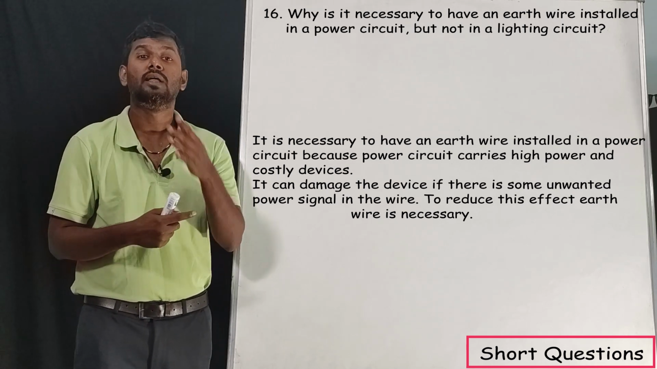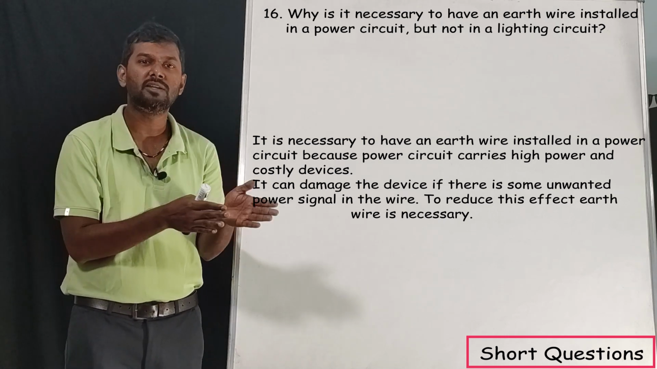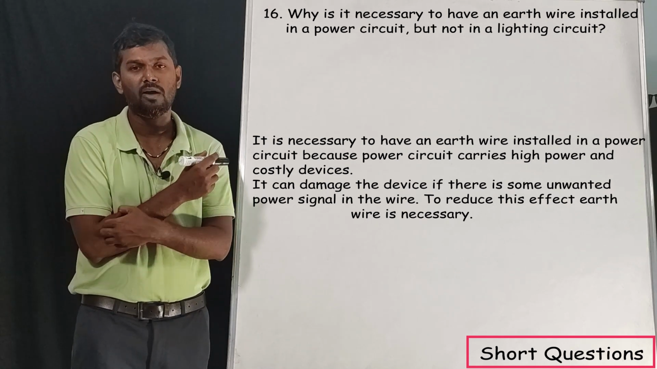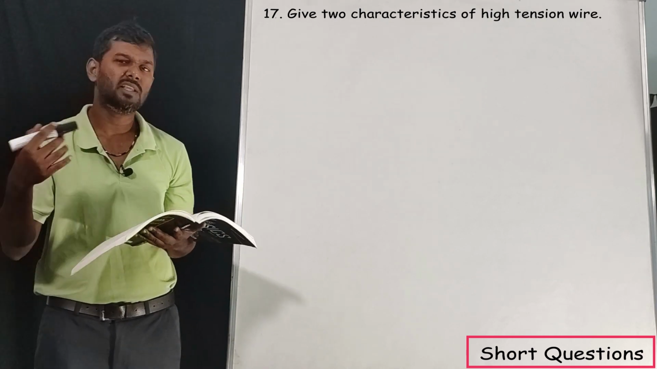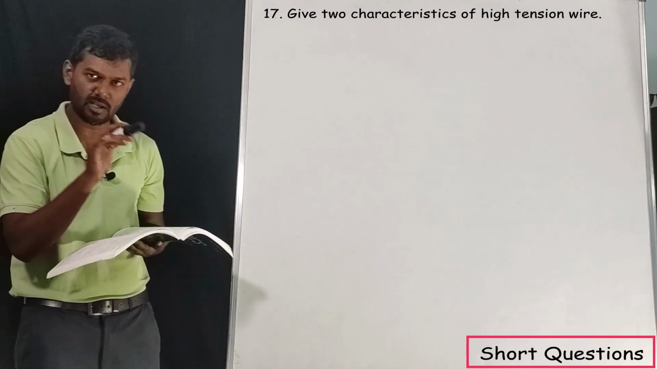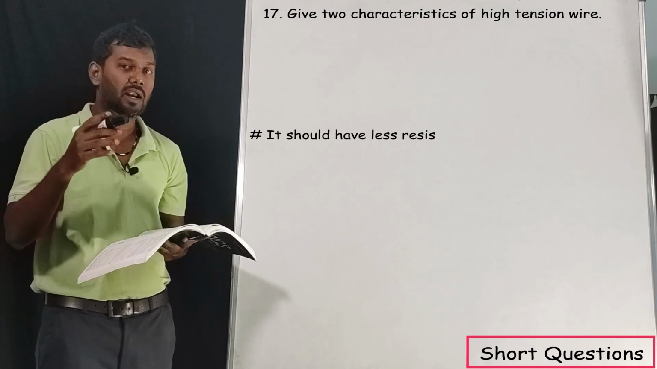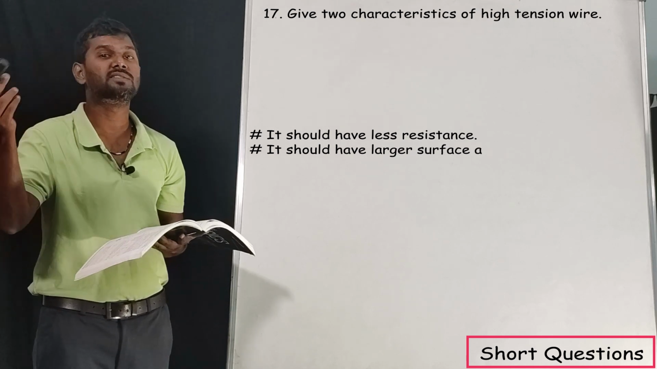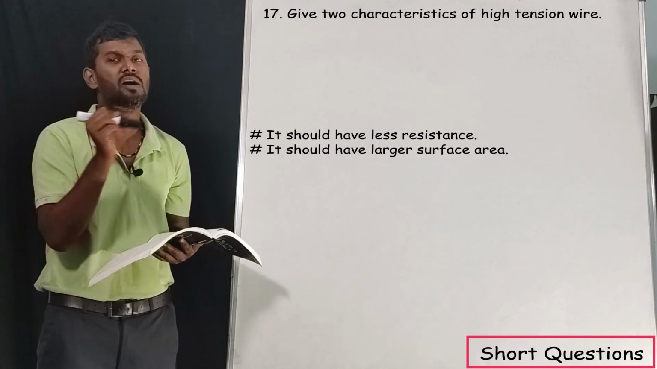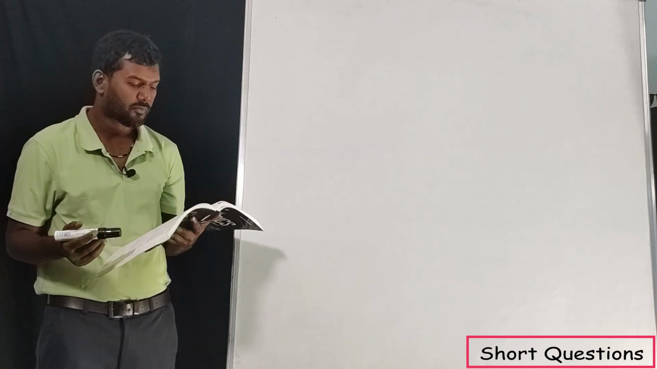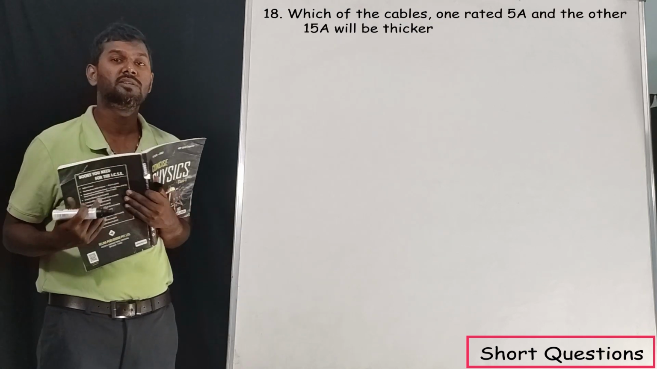And what is the one more reason? The appliances may be expensive. So if it is not earthed properly, it will damage the appliances, then it will be of no use. That's it. Our next question: give two characteristics of a high tension wire. This we have learnt in the electricity chapter also. The main property is it should have less resistance and it should have a larger surface area. In this question they are not asking for the reason, but we have learnt the reason in the concept video itself.